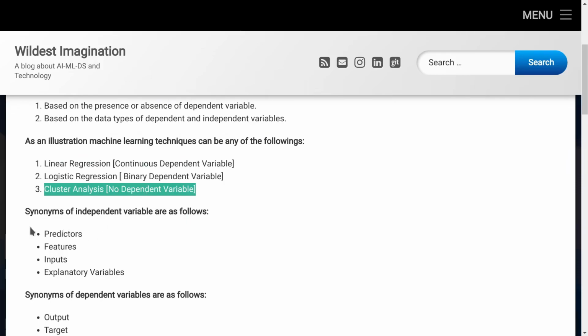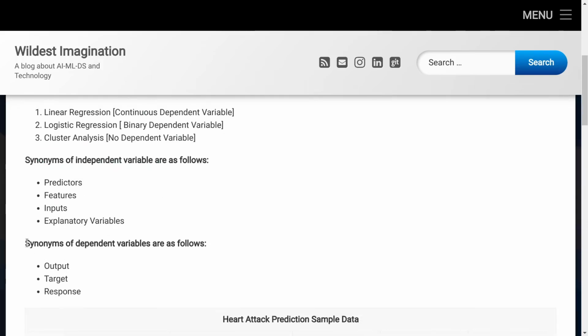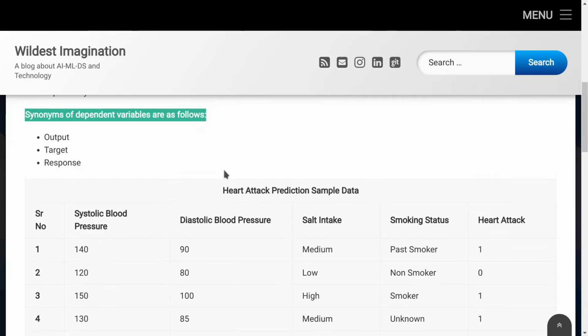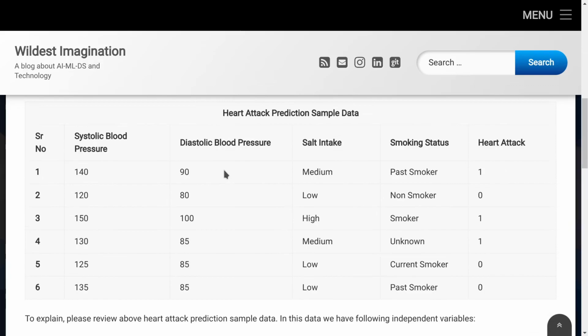In machine learning, we have different synonyms of independent variables like predictors, features, inputs, explanatory variables, etc. In the same way, we have different synonyms for dependent variables like output, target, or response variable. To have more idea, consider the table as shown on the screen. In this table, we have the following independent variables: systolic blood pressure, diastolic blood pressure, salt intake, smoking status, and we will consider heart attack as the dependent variable.